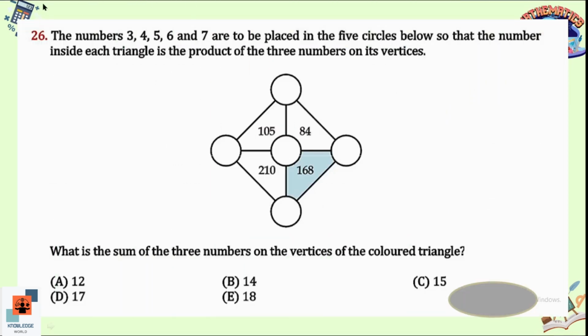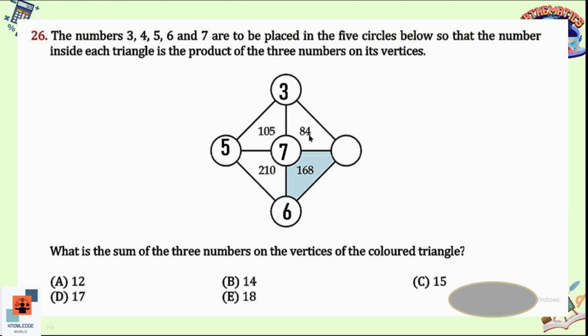And question number 26, the numbers 3, 4, 5, 6 and 7 are to be placed in the 5 circles below so that the number inside each triangle is the product of the 3 numbers on its vertices. What is the sum of the 3 numbers on the vertices of the colored triangle? So here we can look at all the numbers. All these numbers are divisible by 7. The numbers 105 and 210 are divisible by 5. 105 and 84 are divisible by 3. Now 210 and 168 are divisible by 6.